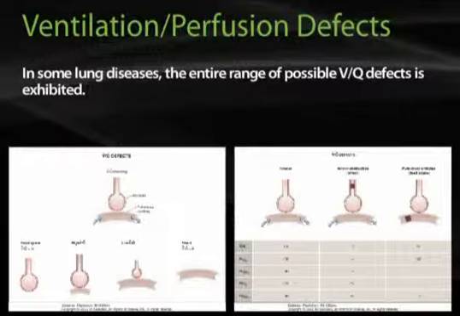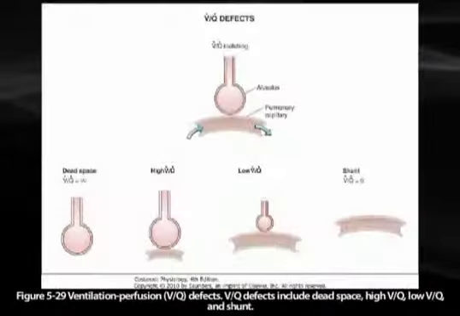Many lung diseases exhibit the entire range of possible VQ defects. COPD is a good example of one. Here we've got regions of dead space where the ventilation is normal, but there's no perfusion, so the VQ ratio is 1/0 or infinity. We've got areas of high VQ, areas of low VQ, and then areas of shunt, where the perfusion is normal, but the ventilation is 0. So 0 over normal equals 0.